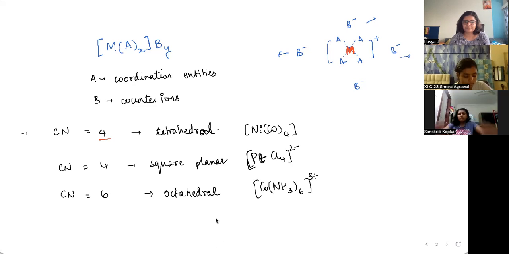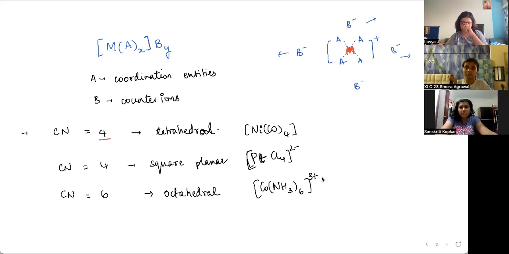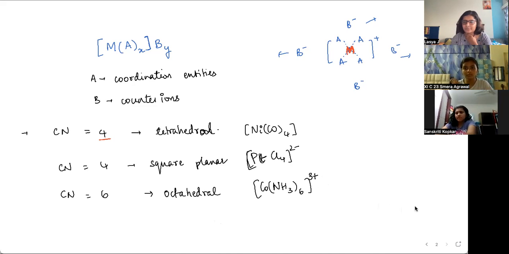Okay. Another point we need to discuss about, once you've noted down the compound examples, we'll go to the next part.